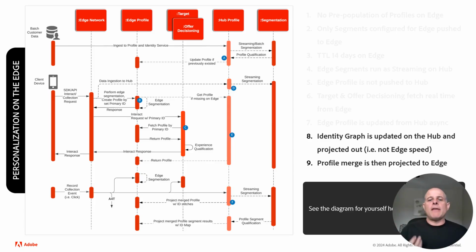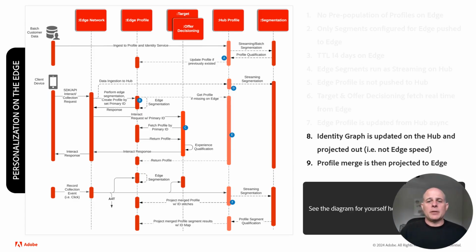The identity graph is updated on the hub. Nothing happens in terms of identity graph resolution on the edge. So that's something to keep in mind, that has to be a round trip that happens down to the hub instead of happening on the edge.